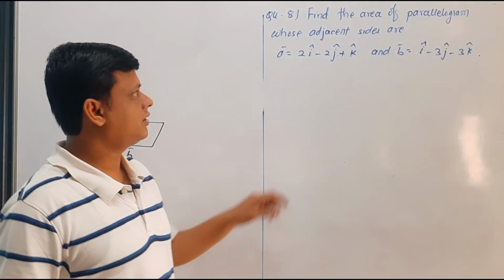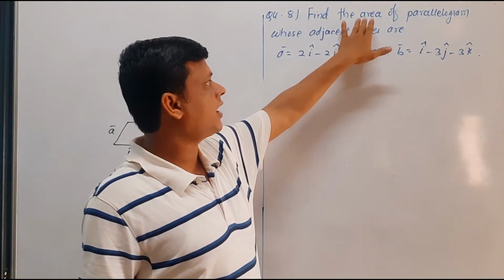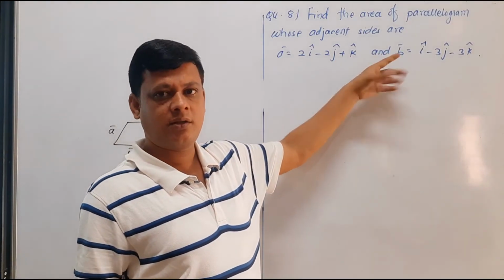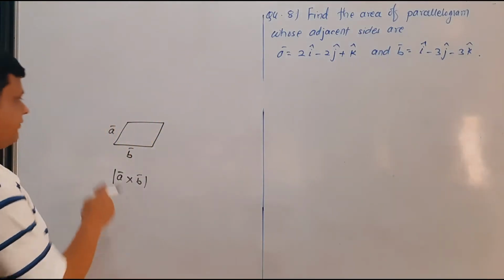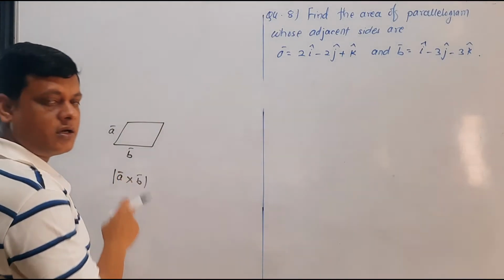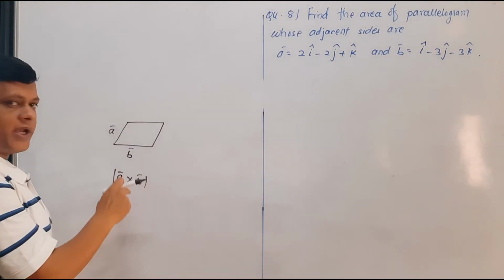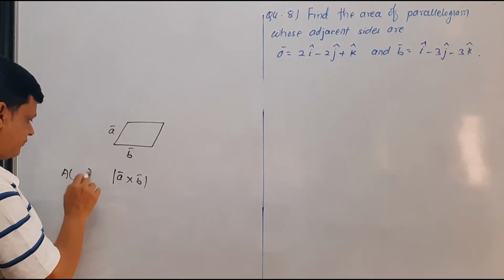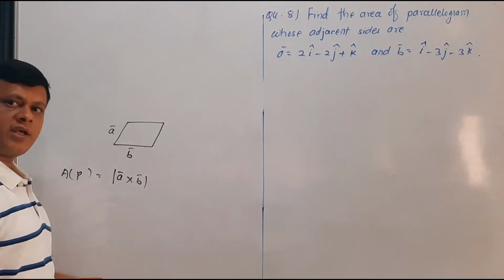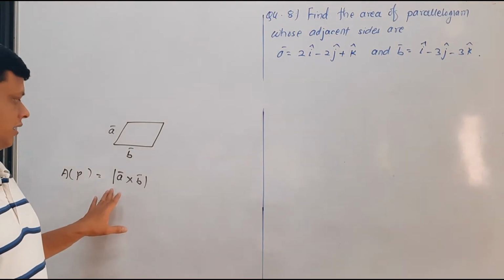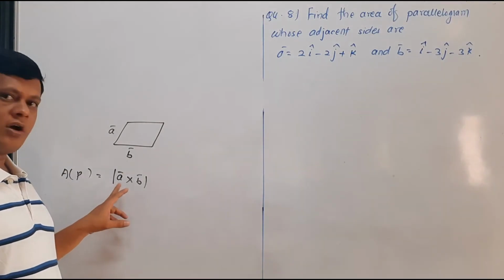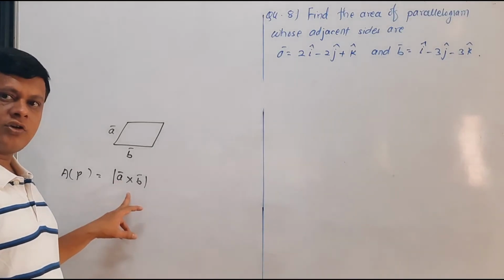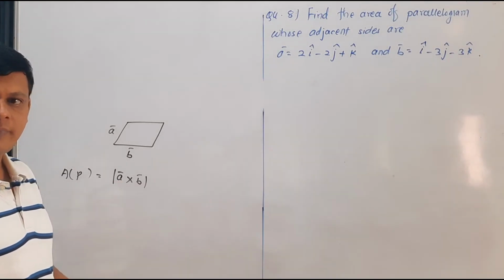Now see the next question. Find the area of the parallelogram whose adjacent sides are vector A and vector B. Now here, if vector A and vector B are the adjacent sides of this parallelogram, then the area of the parallelogram is the magnitude of A bar cross B bar. So we have to find first A bar cross B bar, then we have to take its magnitude.